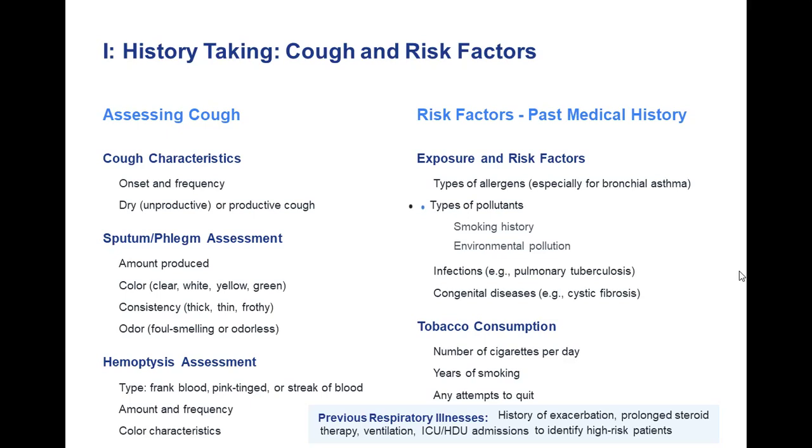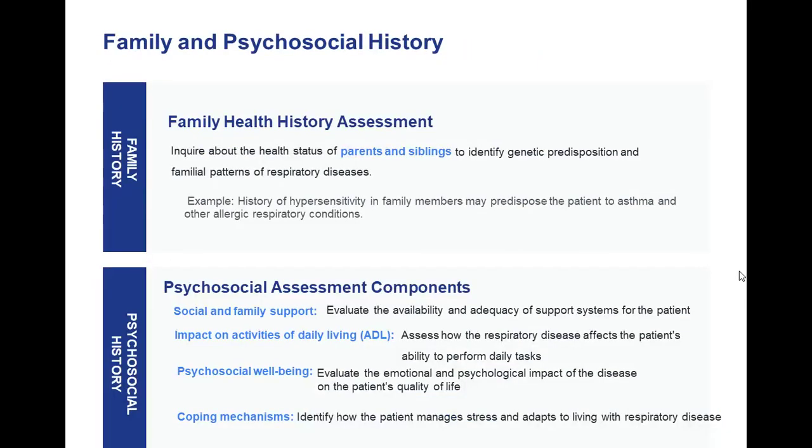The third component of our history is the family and also psychosocial history. Start with family health history. You need to actively inquire about the health status of the patient's parents and siblings. This is to identify any genetic predisposition or familial patterns of respiratory illness, such as a family history of hypersensitivity predisposing them to asthma.